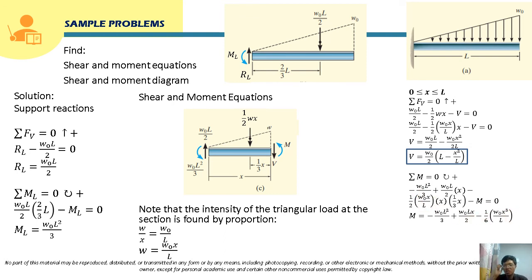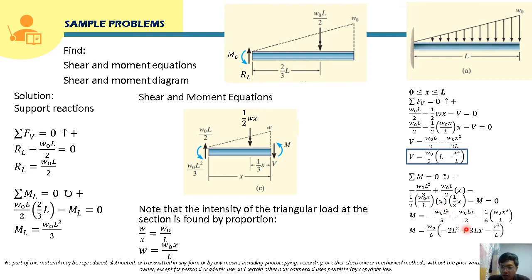Okay, so from here, class, we can simplify this further by factoring out W sub O over 6. I think we can also factor out x, no, there's no x. So W sub O over 6, we are going to factor that out. So this will become W sub O over 6 times negative 2L squared. So this negative 2L squared times W sub O over 6 will be equivalent to this.